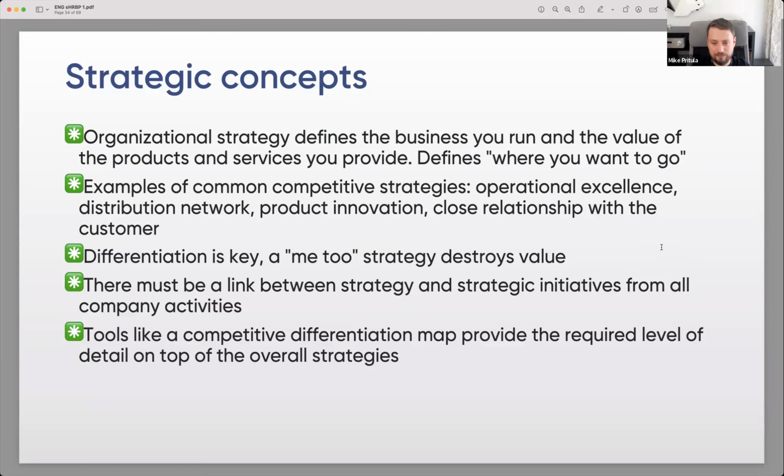Examples of common competitive strategies: operational excellence, distribution network, product innovation, close relationship with the customer. Differentiation is the key. A me-too strategy destroys value. There must be a link between strategy and strategic initiatives from all company activities. Tools like a competitive differentiation map provide the required level of detail on top of the overall strategies.